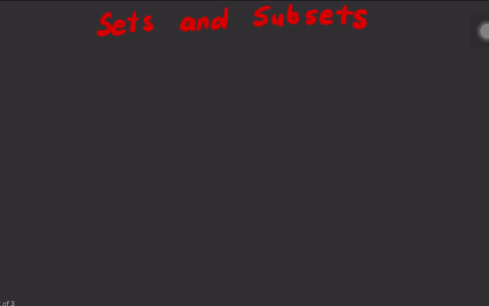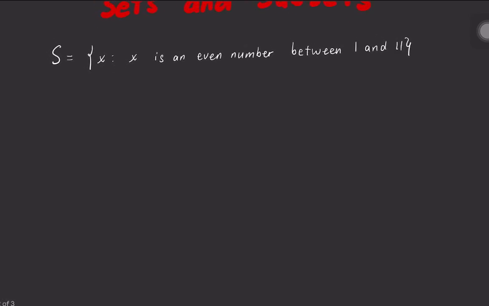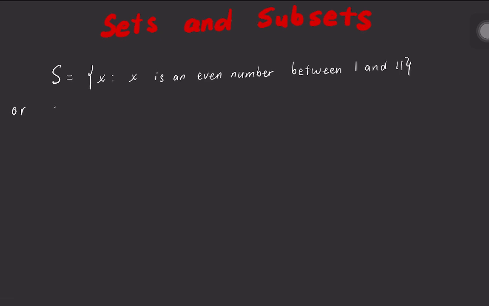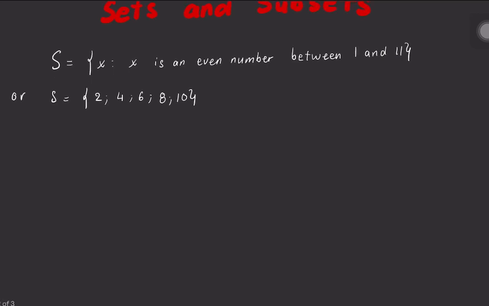So let's say we have set S with x so that x is an even number between 1 and 11. So this is how we denote a set. Or we can say this set S is 2, 4, 6, 8, and 10. This is identically the same thing. It's just a difference in the way we say them.